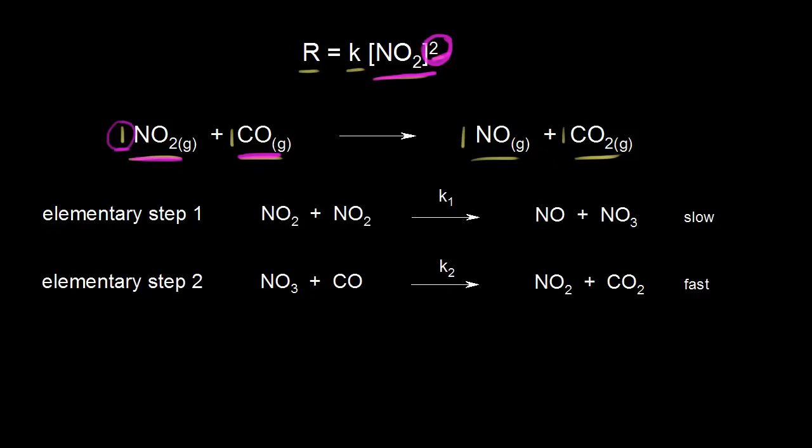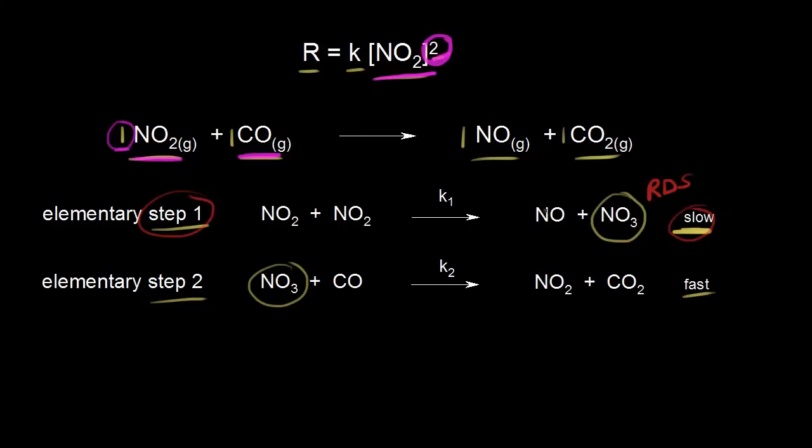Let's look at the mechanism and see if we can understand or explain the experimental rate law. So in step 1 of the mechanism, we formed our intermediate, which was NO3. And it turns out this is the slow step of the mechanism. In the second step of the mechanism, we took our intermediate NO3 and we formed another product over here. This is the fast step of the mechanism. And the slow step of the mechanism is called the rate determining step. So step 1 here of our mechanism is the rate determining step.